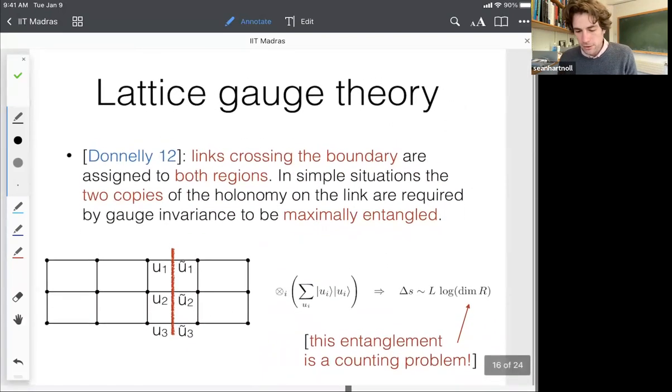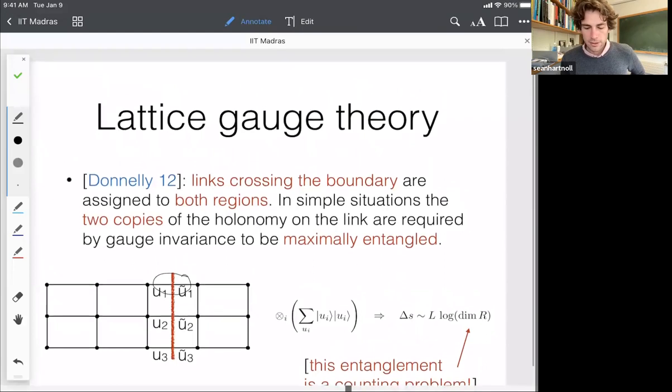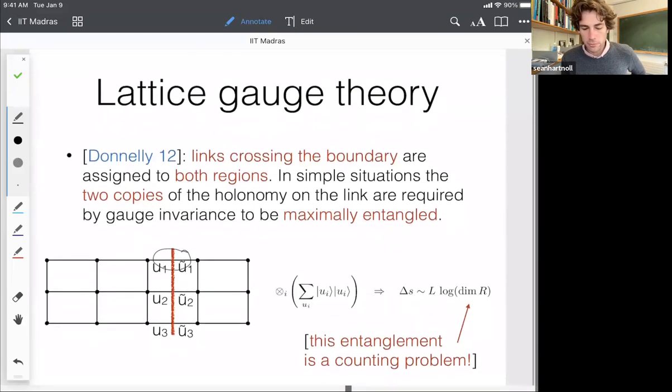So the simplest thing you can do, there actually have been by now various ways of dealing with this situation, and they all give you, I think, the same physics. The simplest one is that these links that you're cutting have a holonomy, or a gauge connection, that lives on the link. The idea is you're going to embed your state into a bigger space where you double that link and associate one copy to each side.